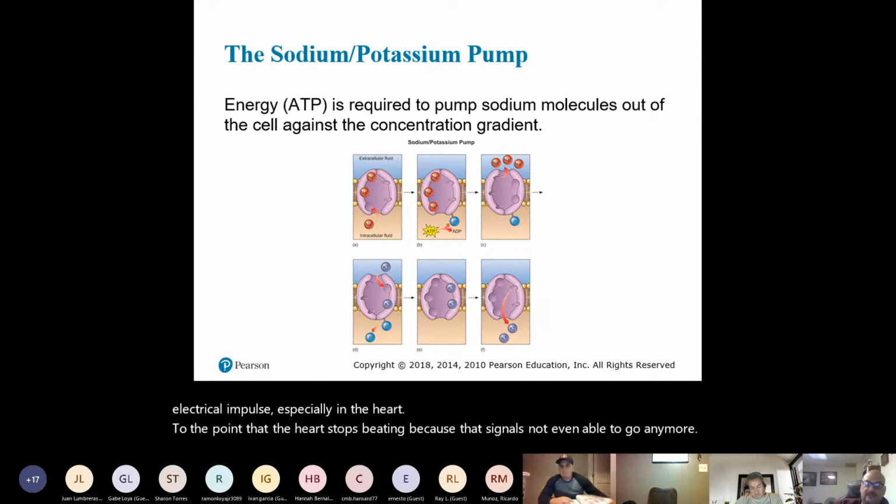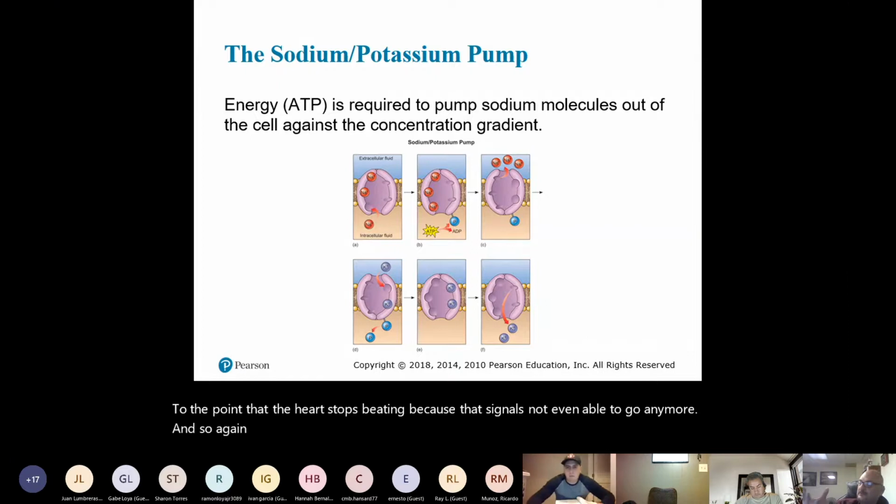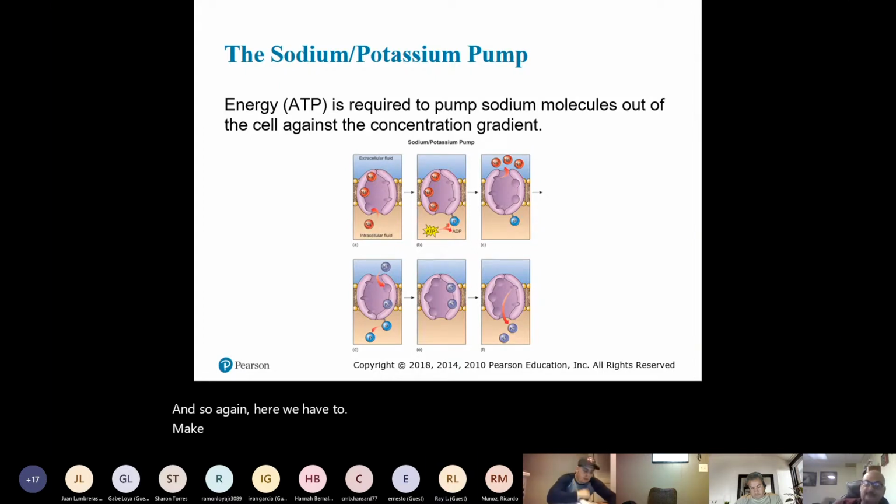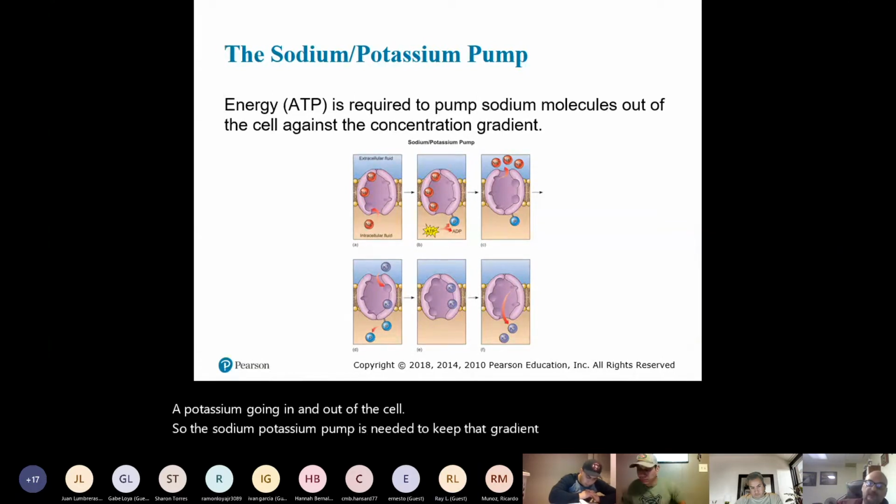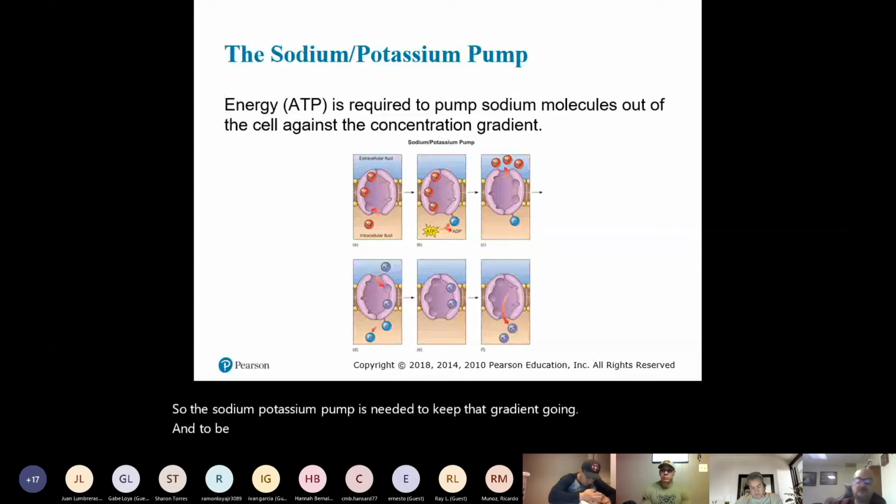And so again, here we have to make sure we have a balance, equilibrium of potassium going in and out of the cell. So the sodium potassium pump is needed to keep that gradient going and to be able to keep those impulses going. So that's the sodium potassium pump.